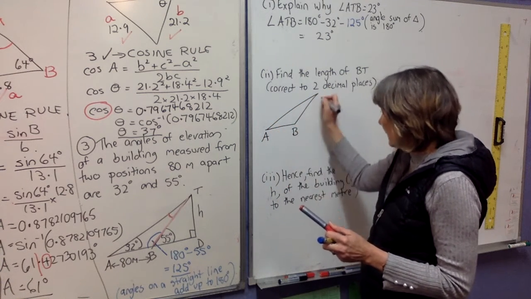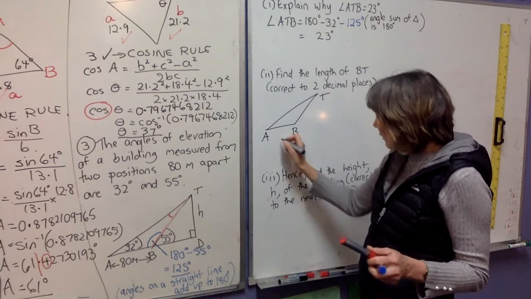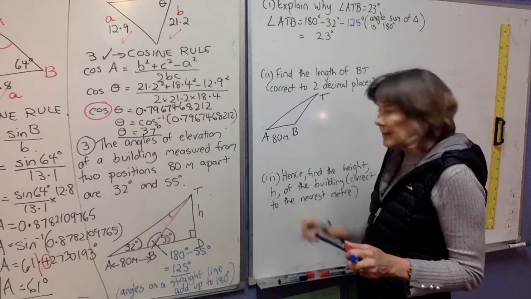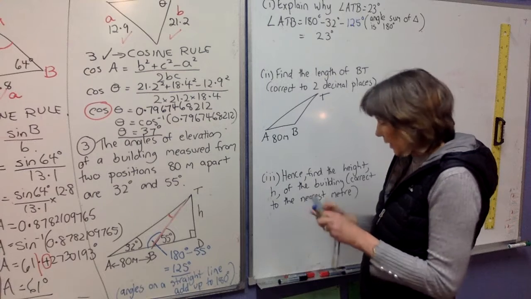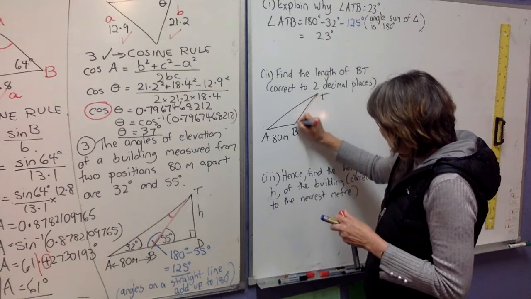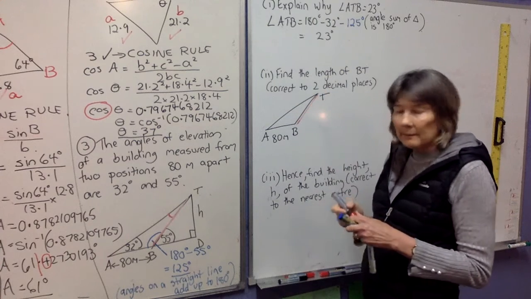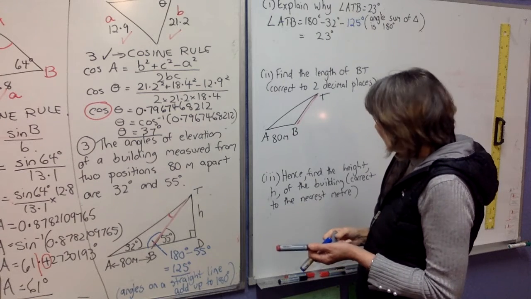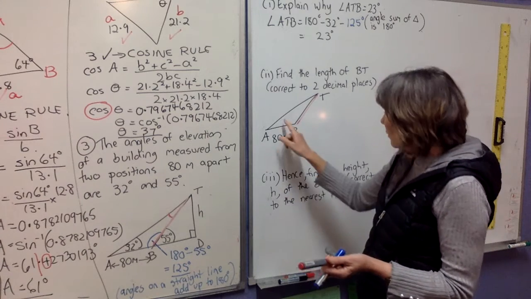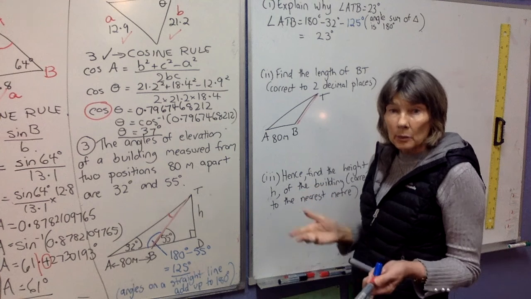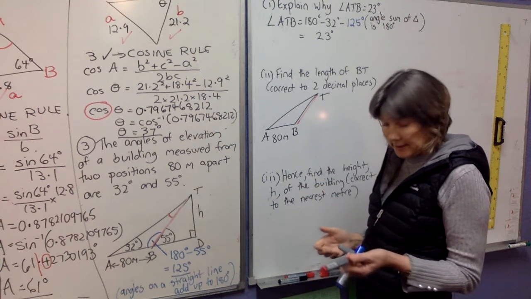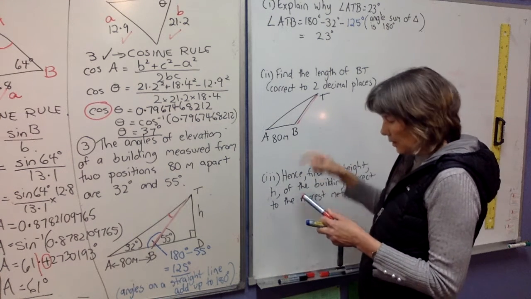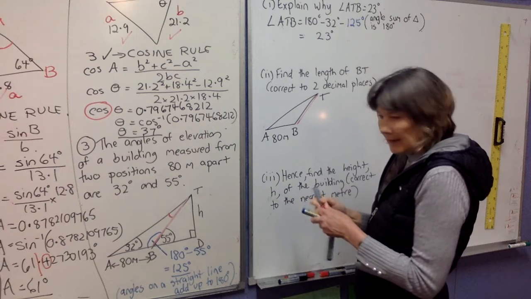That's A, that's B, that's T. If we mark on what we know, that's 80 metres. We're looking for this side here. We're looking for that one. And we've got lots of angles. We've got all three angles inside here. So we're going to just see which ones we actually need. So we're looking for this side, so we're going to call that little a.